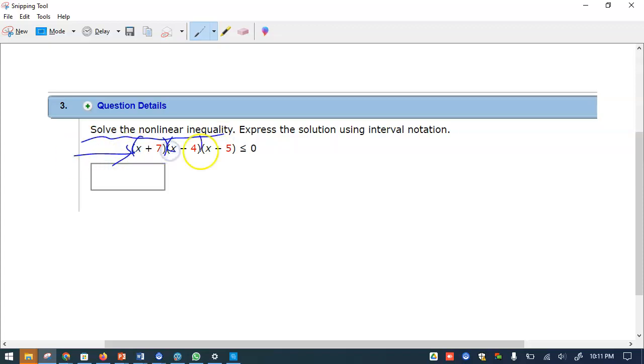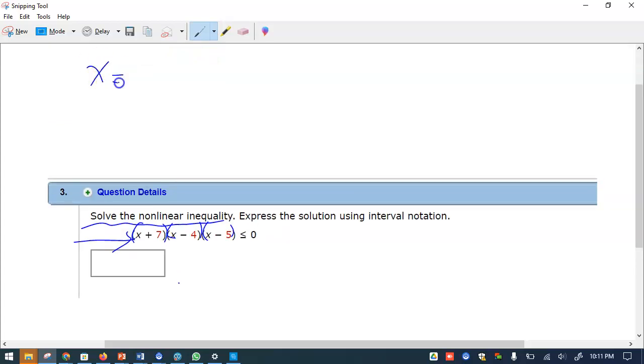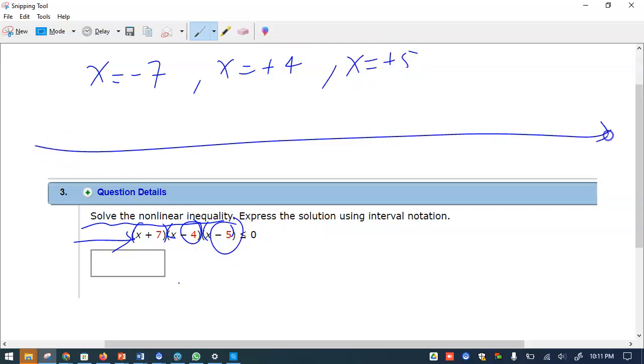What is the first step? The first step is always you just do the opposite. So that means it is -7. Then the opposite of -4 is +4, and the opposite of this is x equals +5. And all you do is the number line. So this one is 1, 2, 3, 4, and then I'll put a 5, a little distance there, and 1, 2, 3, 4, 5, 6, 7 somewhere here. And all of them should be closed.